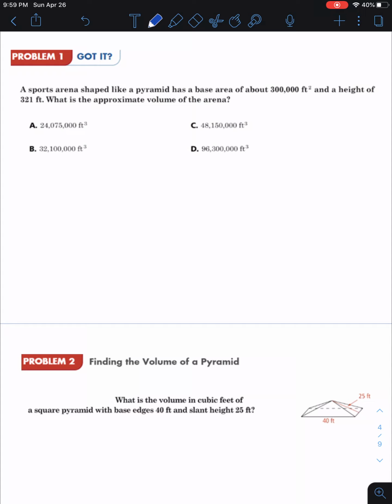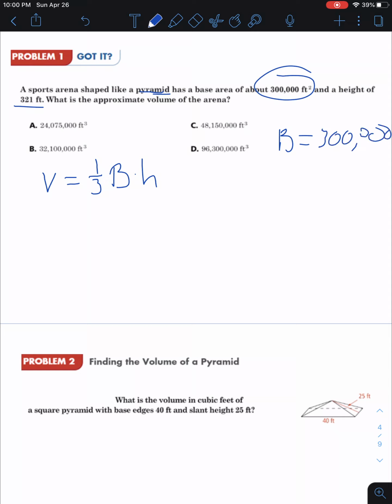All right, number one, the second part. A sports arena is shaped like a pyramid. It's a pyramid as well. It has a base of about 300,000 square feet and a height of 321 feet. What's the approximate volume? Plug and chug. Okay, volume is 1/3 times base times height. Now, to look at the base area, they said it is 300,000, so we just started with that. And the height was 321.